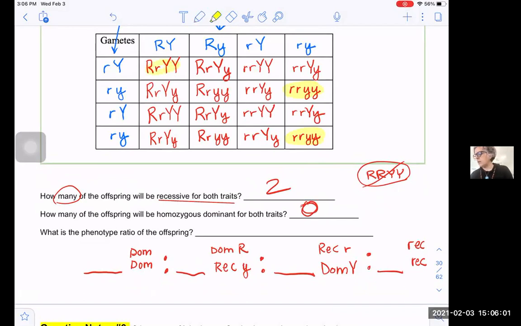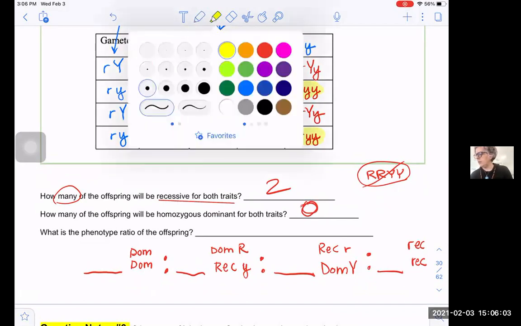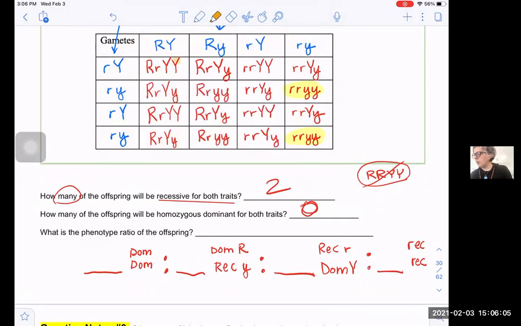So I'm gonna use a different color. I'm gonna highlight in orange all my dominant babies. And I think that's it. So how many are there? Six. There are six. So that's the first number of our phenotype ratio.